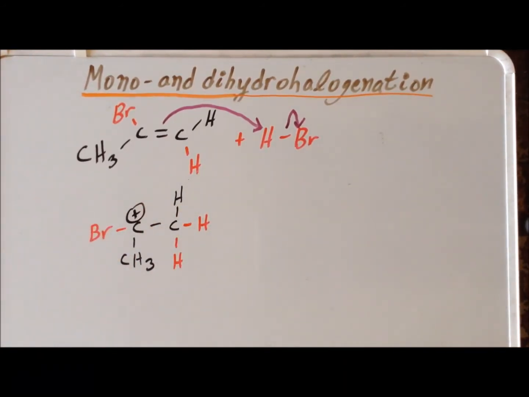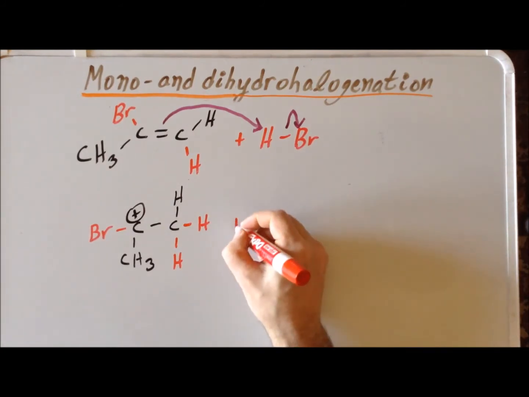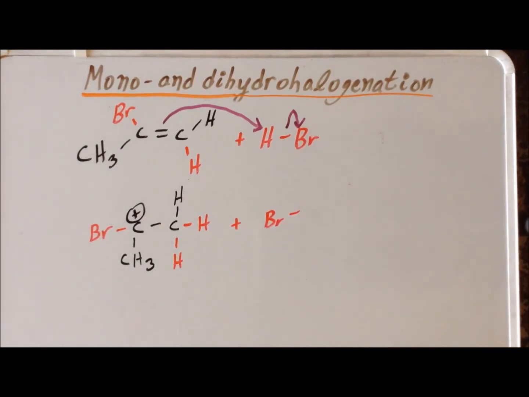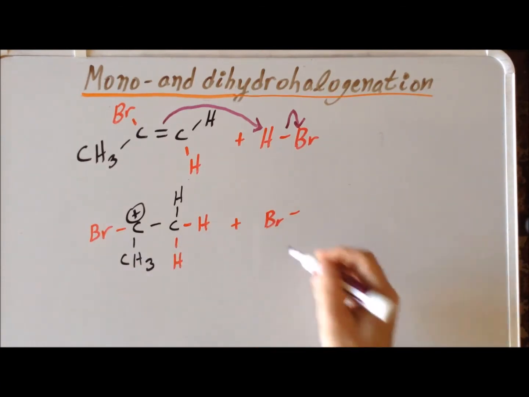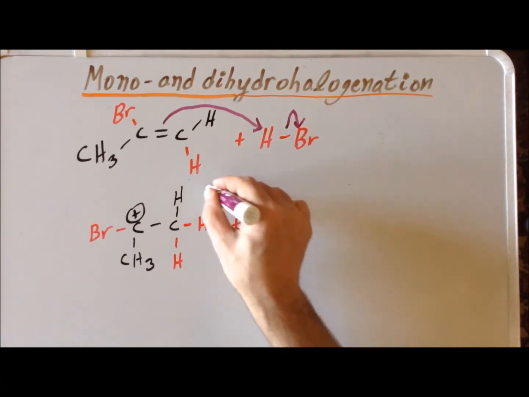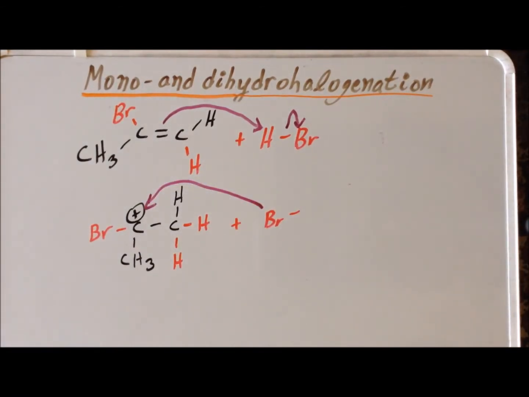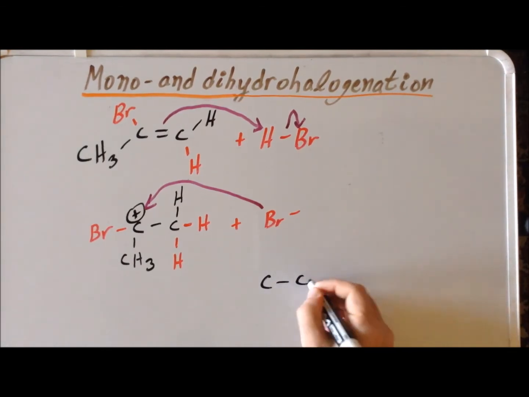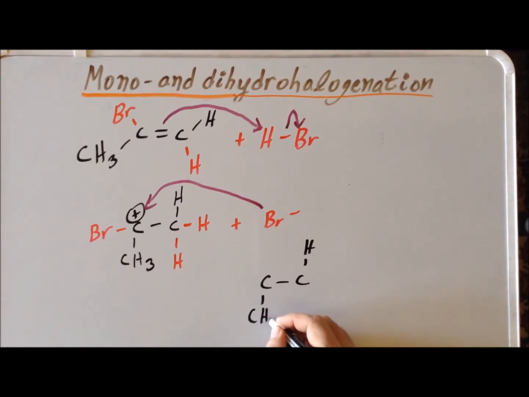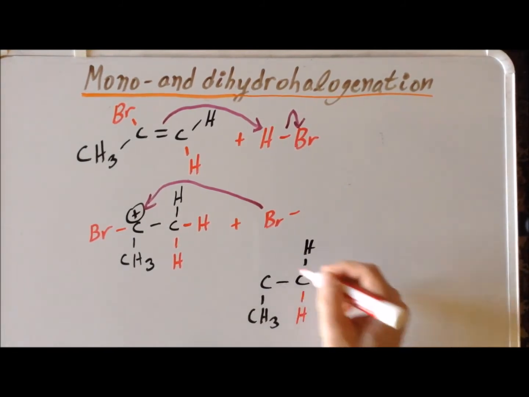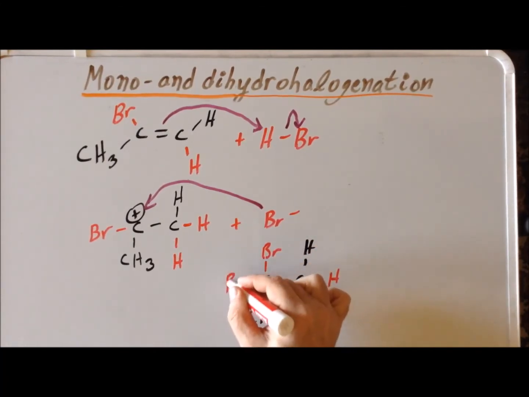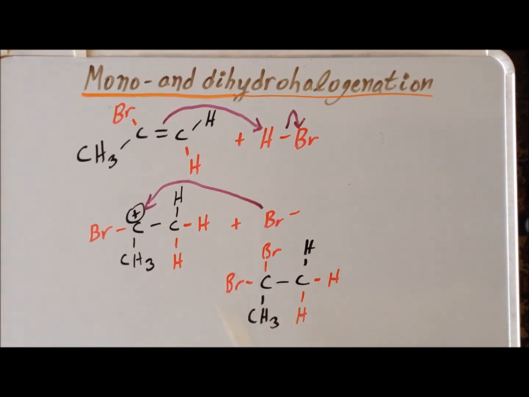So this is our intermediate carbocation, and we see it's a secondary carbocation. And then in the final step, we have recombination of the carbocation with the nucleophilic bromide here. So that adds together, and we get our final product. So we notice again that both of the halogens end up attached to exactly the same carbon. So here we have 2,2-dibromopropane as our product of dihydrohalogenation of propyne.